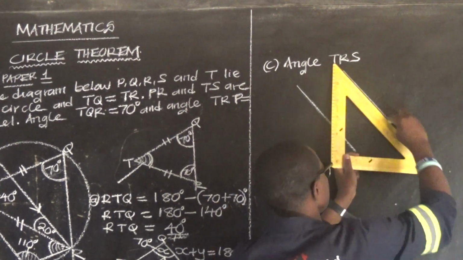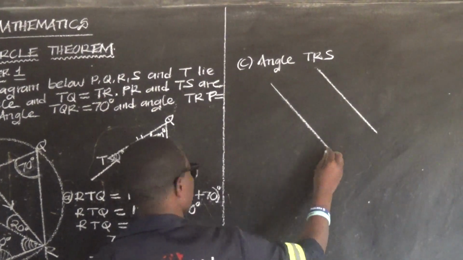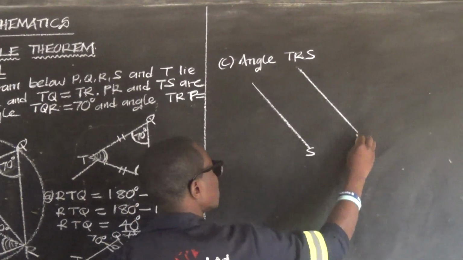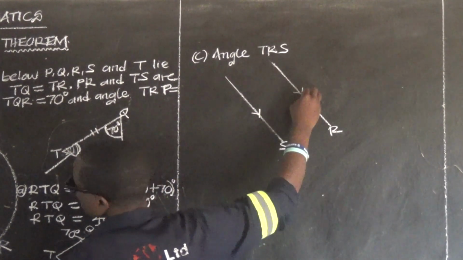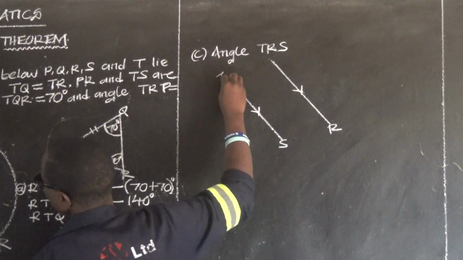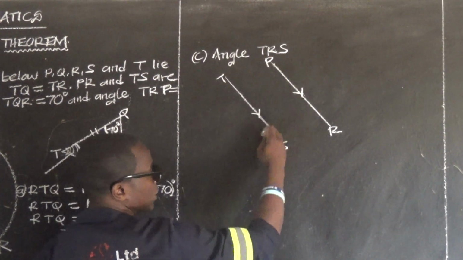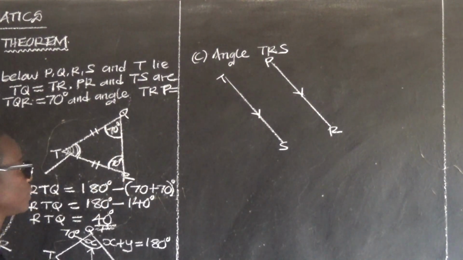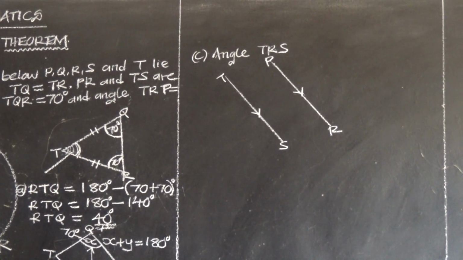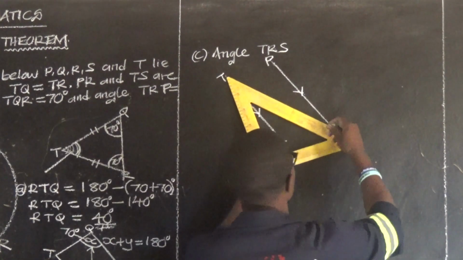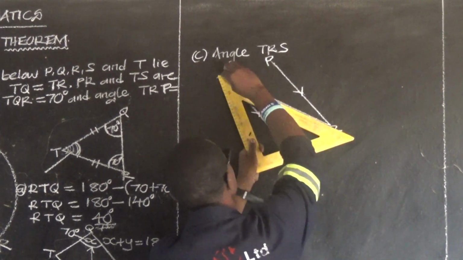So we have these two parallel lines. Take note where this is S, this is R, and then these two are parallel. This is T, and this is P. So these two lines are parallel. Then you have got a transversal line, which is TR. So TR is a transversal to the two parallel lines. So we have got this transversal line.